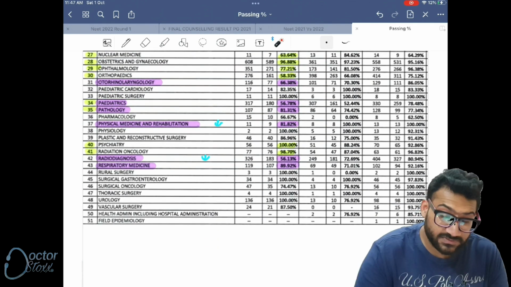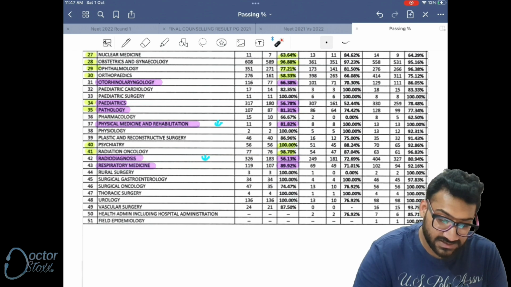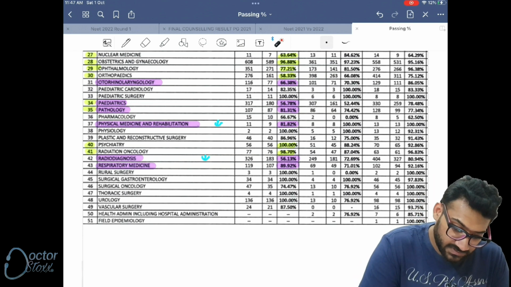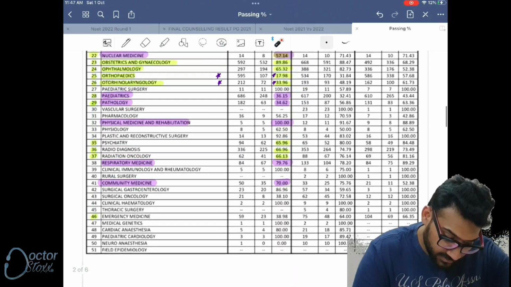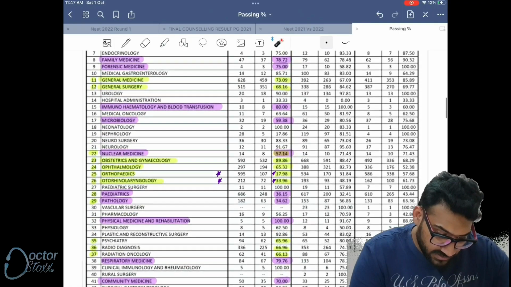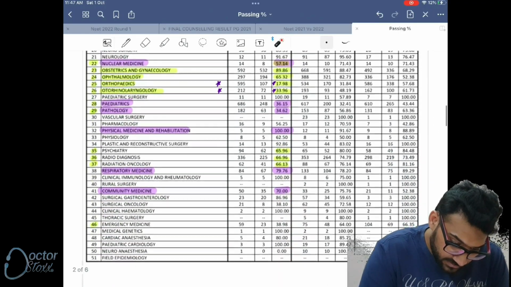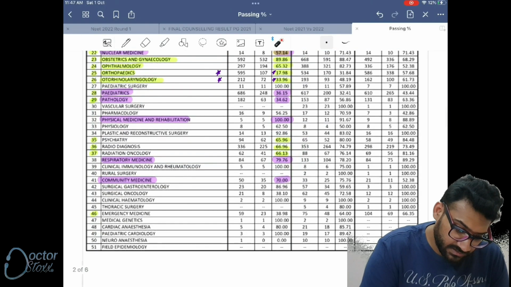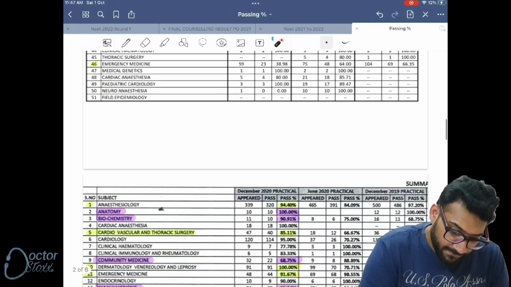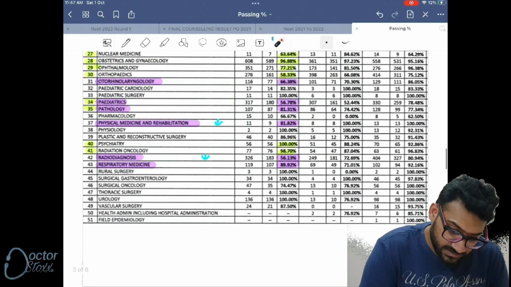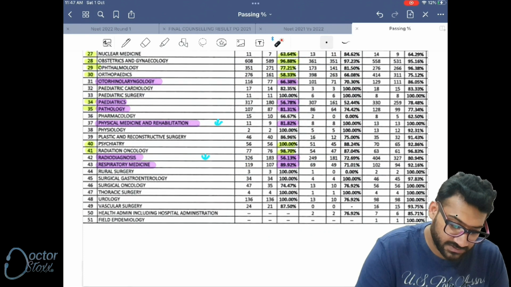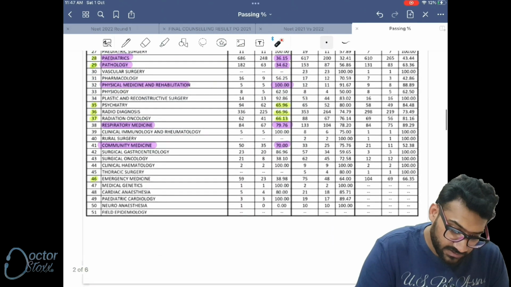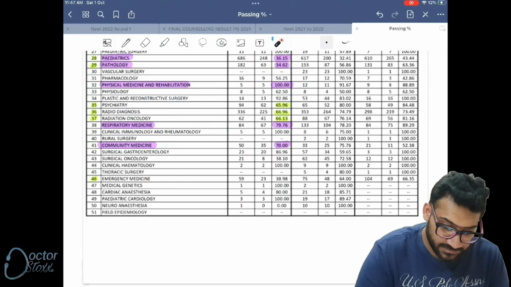Physical medicine and rehabilitation is one subject in which passing percentage in practical is less as compared to theory, that is 80%. And then in radio diagnosis, the passing percentage is not that good, because in theory it was around 67%, and in practicals it is 56%. And in respiratory medicine, again it is good, that is 90%, which is more than theory results.